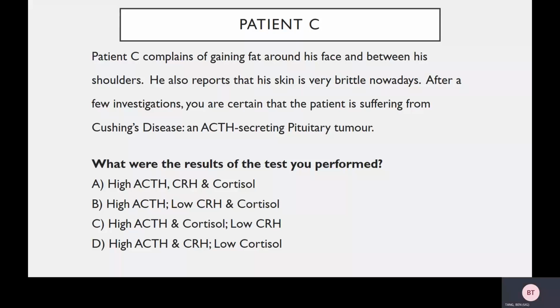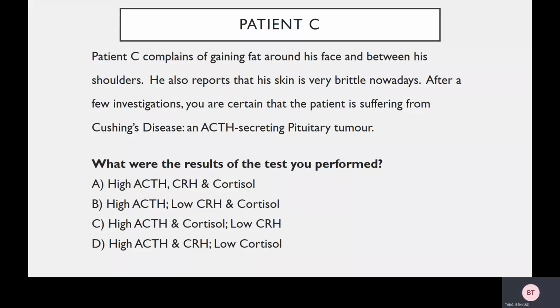It's very similar to patient A's question, where you think of the balance of the negative and positive feedback, and think about what an ACTH secreting pituitary tumor might produce. Might help to draw out the diagram. If you haven't got the answer yet, just pause the video. But the answer here is C, right?